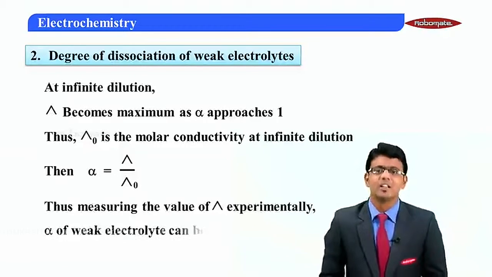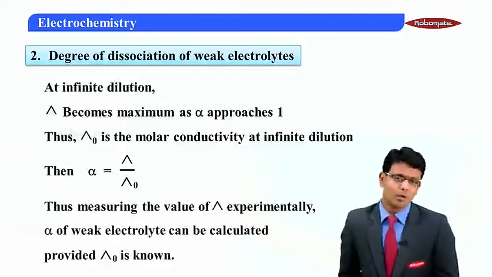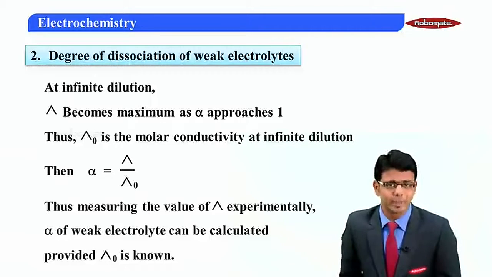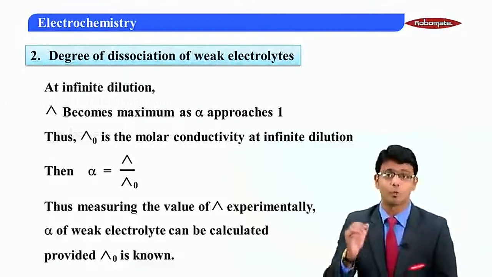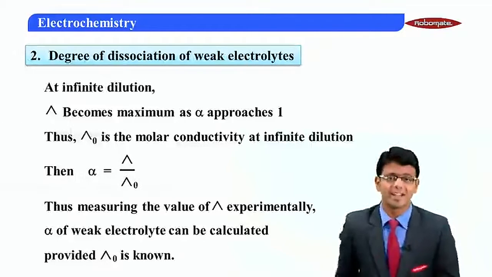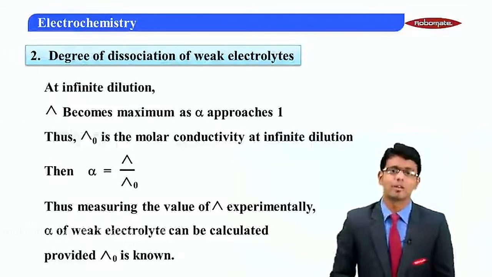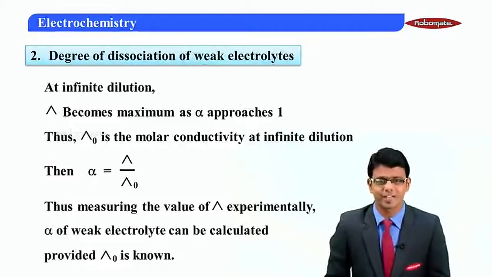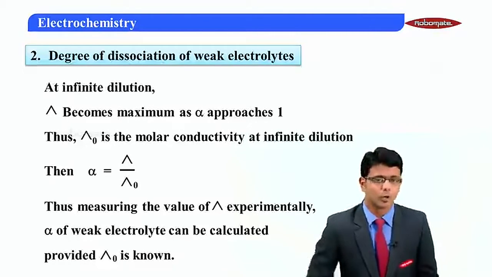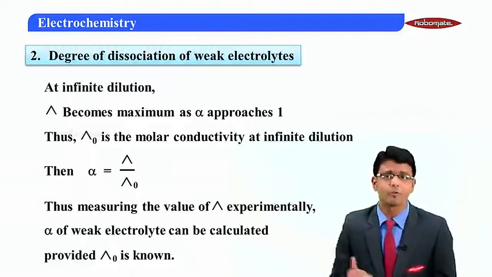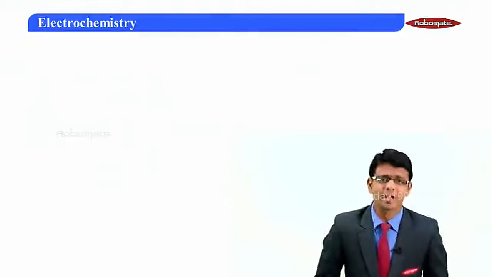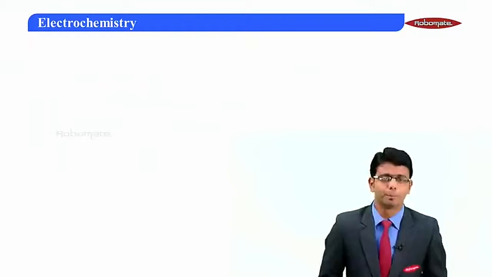If you know the value of molar conductivity, we can find it through experimental studies. We can find the degree of dissociation of a weak electrolyte provided we know the value of lambda naught of that particular electrolyte. I hope students have got a clear idea of how we determine the degree of dissociation of a weak electrolyte. Going ahead with one more application of Kohlrausch's law.